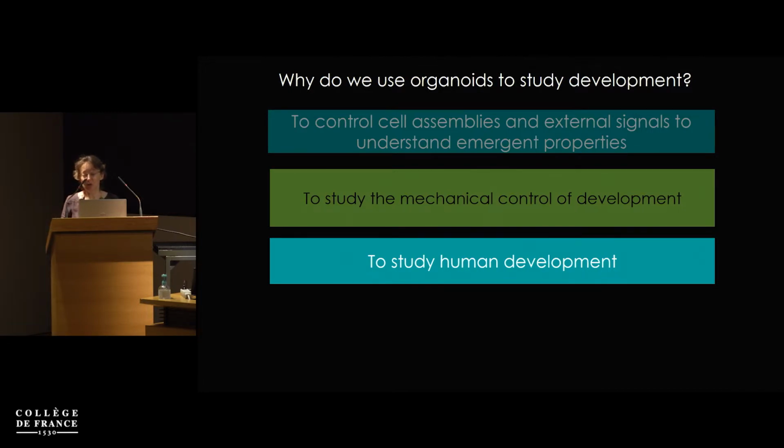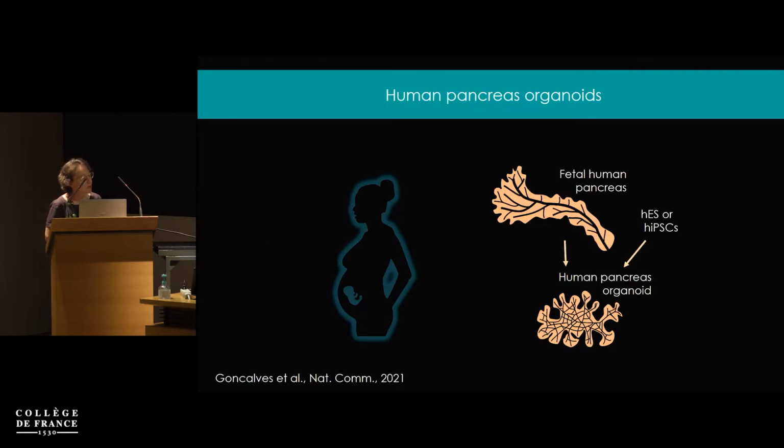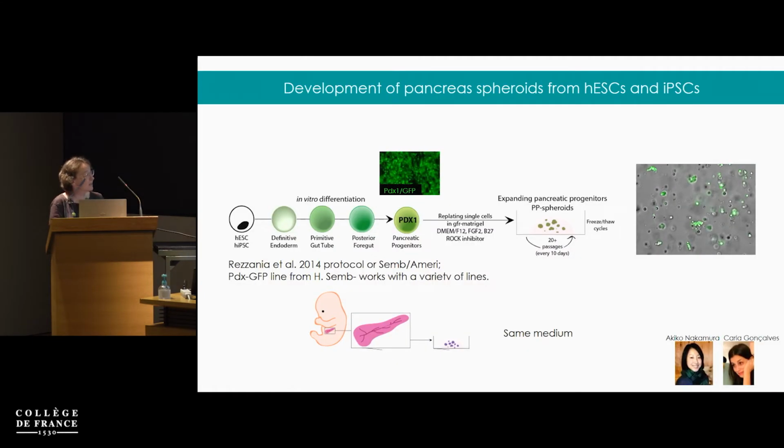So we can do a lot of things in mouse, but in the end, organoids are also a system that enable us to investigate development in something that's less accessible, which is human. The systems we've developed in human start either, like in mouse, from the fetal human pancreas. We don't get a lot of them. Or we can engineer the system starting from ES or iPS cells. So I will talk today more about the ES and iPS cells.